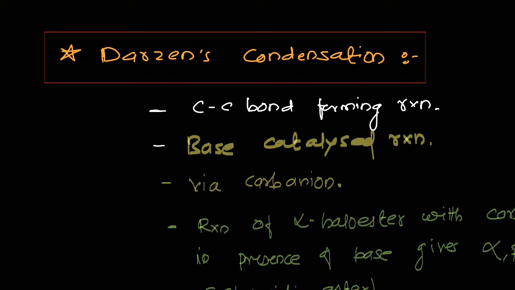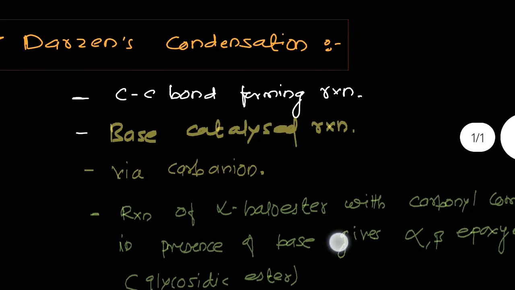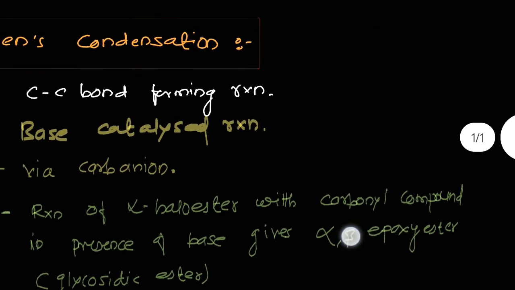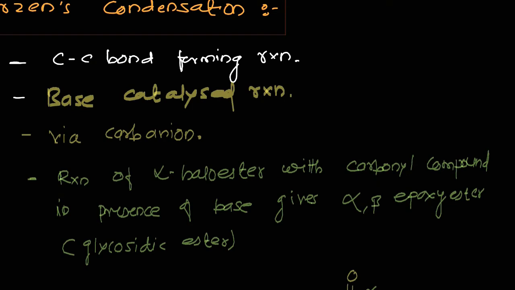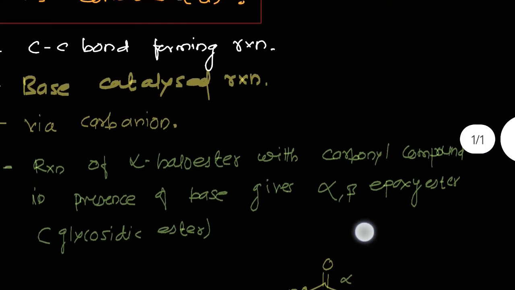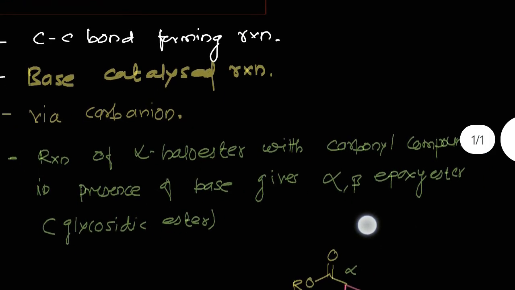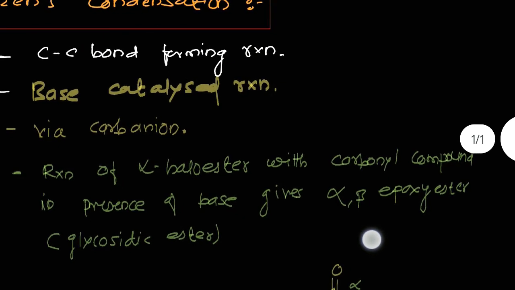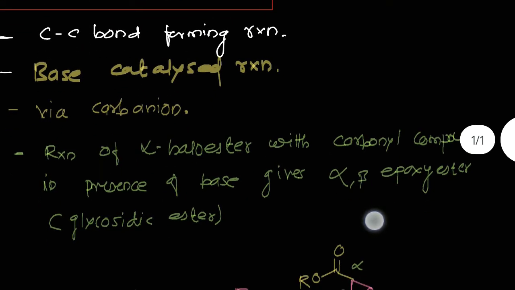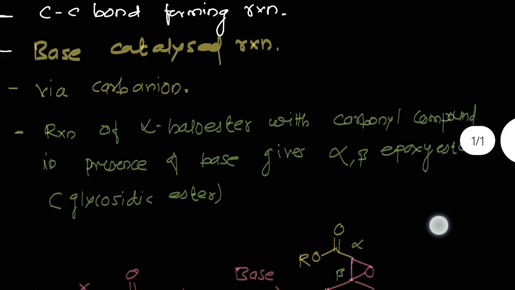The statement of this reaction, the Darzens condensation reaction, is the reaction between an alpha haloester and a carbonyl compound in the presence of a base that gives an alpha beta epoxy ester, or simply called a glycidic ester. So this reaction is the formation of alpha beta epoxy ester.